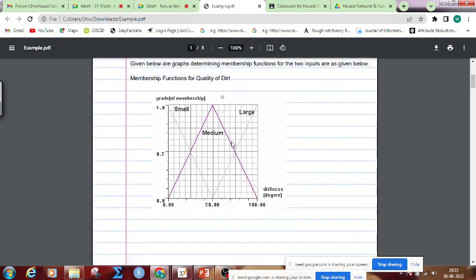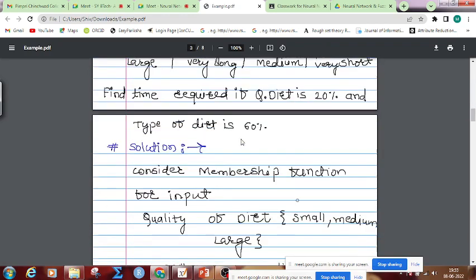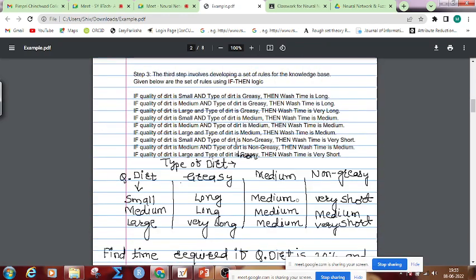Yes, it is in which two fuzzy classes? Not greasy and medium. Okay, not greasy and medium, and here medium and large. So if you are observing the rules, we are just interested in medium and large, where quality of dirt is medium large, only medium large. So second, third, and then this one medium and large.